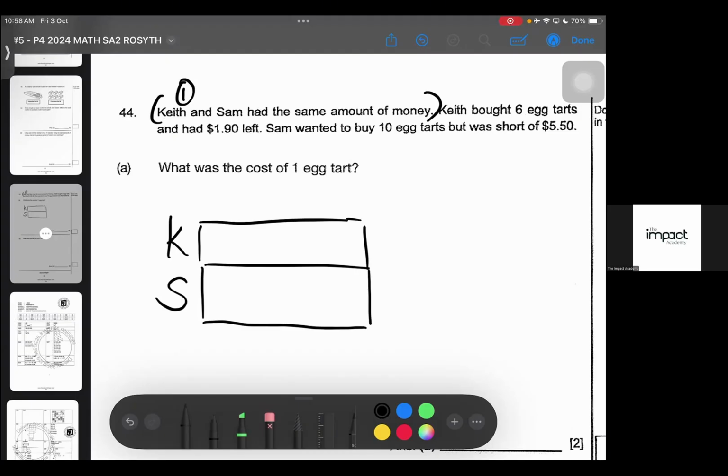Once I'm done with this, let's read sentence number 2. 1, 2, 3, go. He bought 6 egg tarts and had $1.90. Wait! Do I say that 6 egg tarts is the entire thing? No, I just have to say that this is until here. You understand or don't understand? We write 6 ET. Does that make sense to you? And more importantly, we also show that this is $1.90. Are you all understanding or not understanding? I hope this is super clear for you.